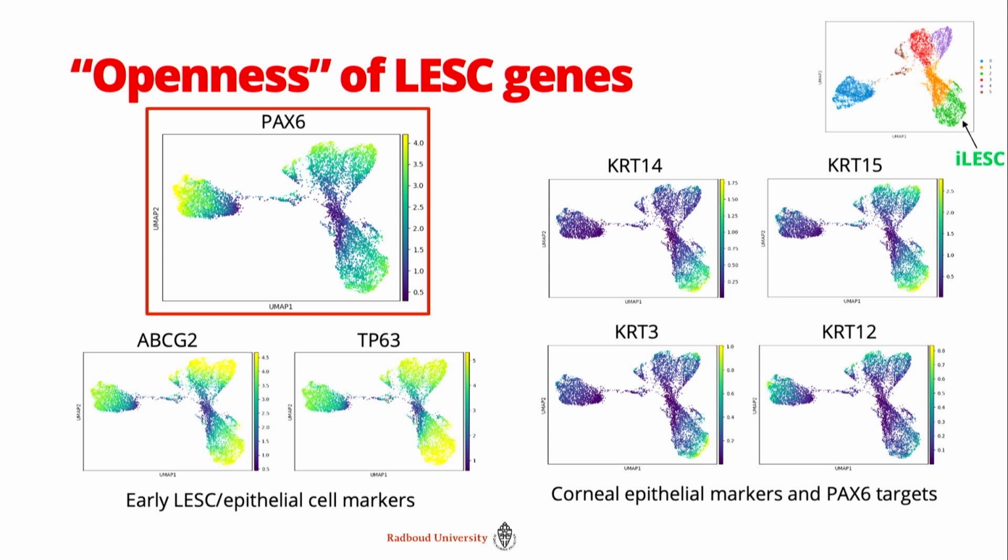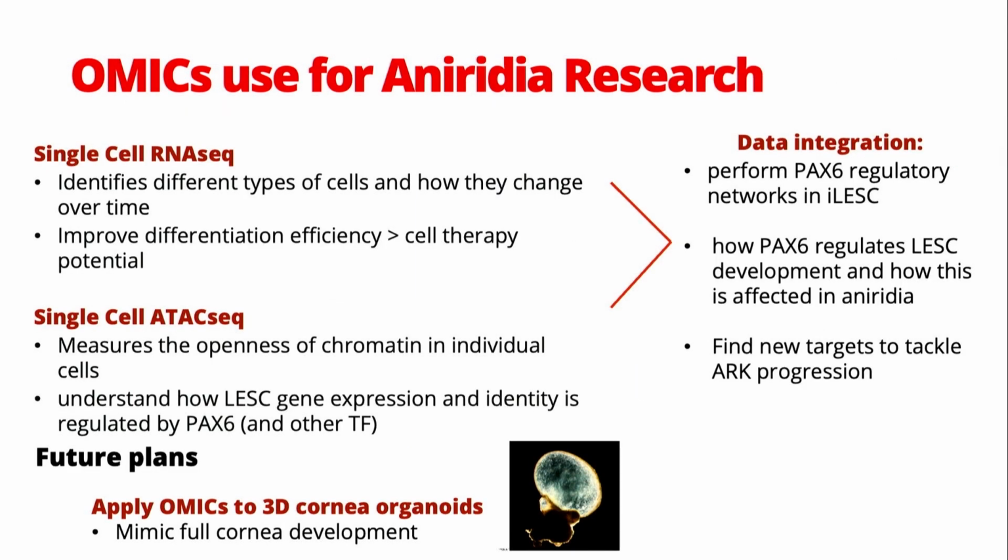Although keratin 3 is already a little bit open here, keratin 12, which is a later corneal epithelial marker, indeed we cannot detect it. So it feels like it's still closed, so it should not be expressed. But this is just an overview of what I wanted to show. We still haven't applied these to Aniridia iPSC lines yet. We are doing it at the moment. But just a quick summary on how we could use these for Aniridia research.